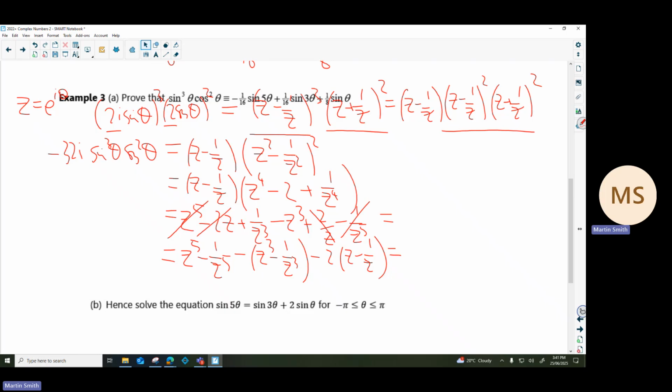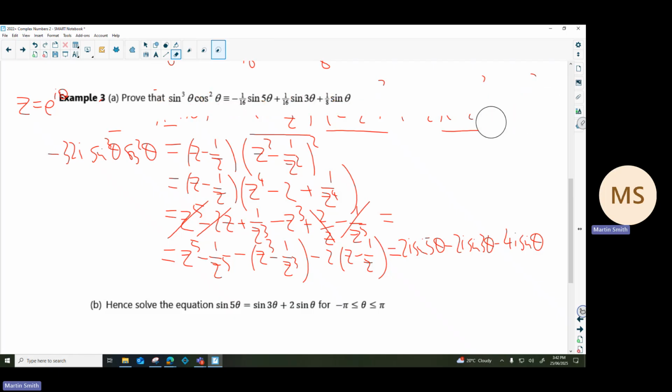So z to the 5 minus 1 over z to the 5 is the same as 2i sine 5 theta. So that's going to give me 2i sine 5 theta. Z cubed minus 1 over z cubed is 2i sine 3 theta, so it's minus 2i sine 3 theta. And then finally, z minus 1 over z is 2i sine theta, times it by 2 gives minus 4i sine theta. Now, if we get as far as this, ladies and gentlemen, boys and girls, I think we're okay.